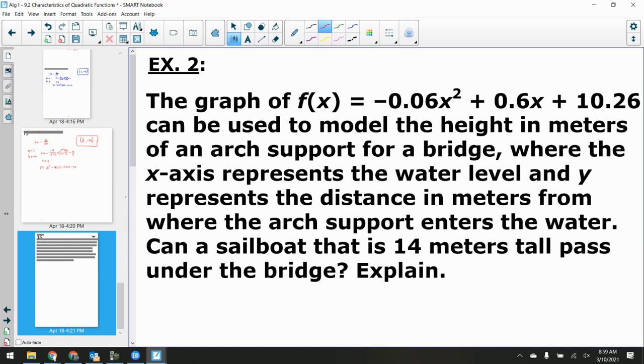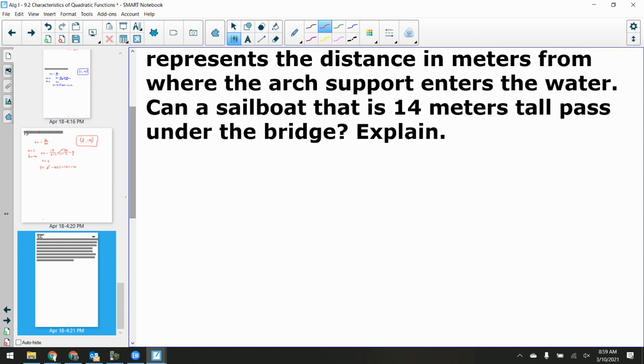Think about it this way. This is modeling the height of an arch support for a bridge. So what it's really saying here is that I've got two sides, maybe there's some water down below here, right? And then I've got this bridge. And there's some sort of arch support. What does that look like? That's a parabola, right? That's a quadratic.